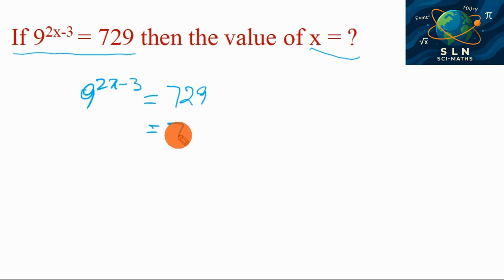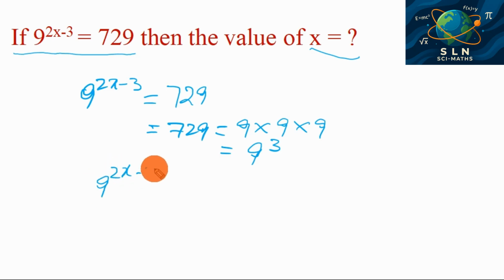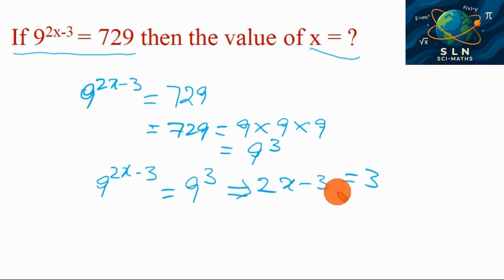Here, 729 can be written as 9 into 9 into 9, that is called 9 cube. So here what we have, 9 power 2x minus 3 is equal to 9 cube. Now here the two bases are the same, so the equation will become 2x minus 3 is equal to 3.